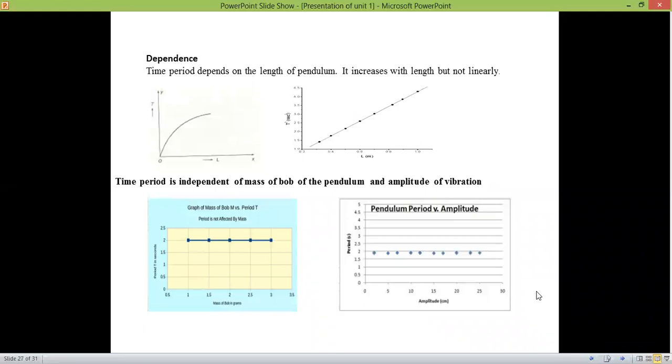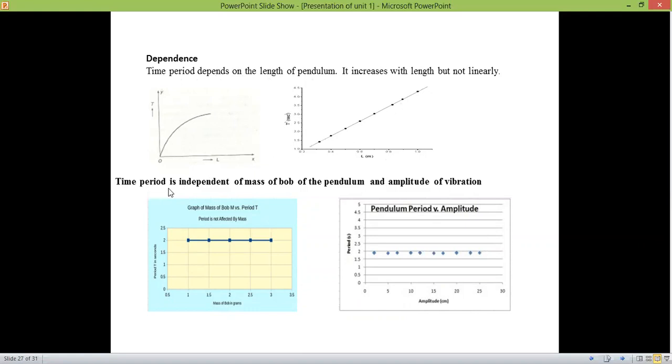The next topic is graphs, dependence of time period. The time period depends upon the length of the pendulum. If a graph is plotted between time period and length, the shape of the graph is curved. If the graph is plotted between the square of time period and length, then it is a straight line. So time period depends only on the length of the pendulum.